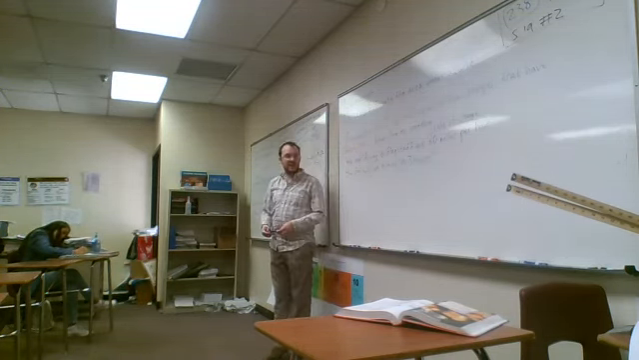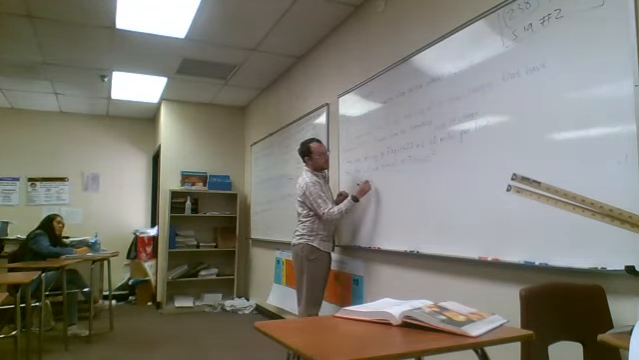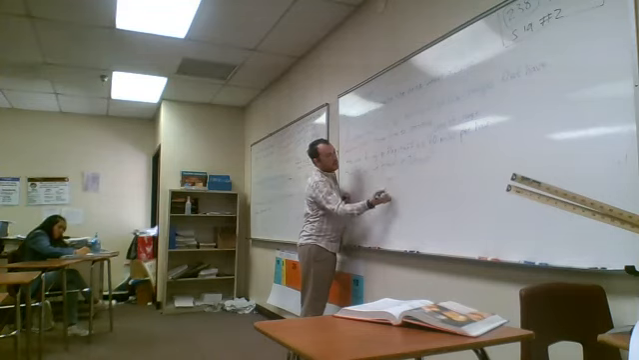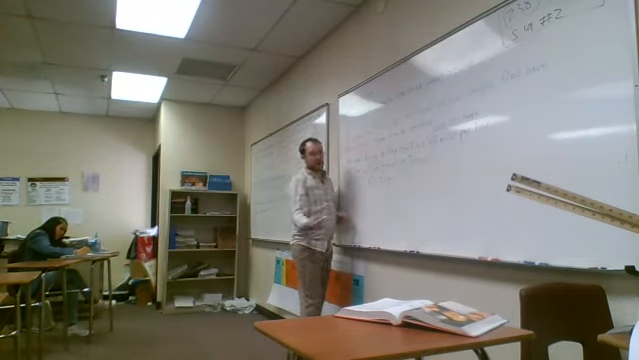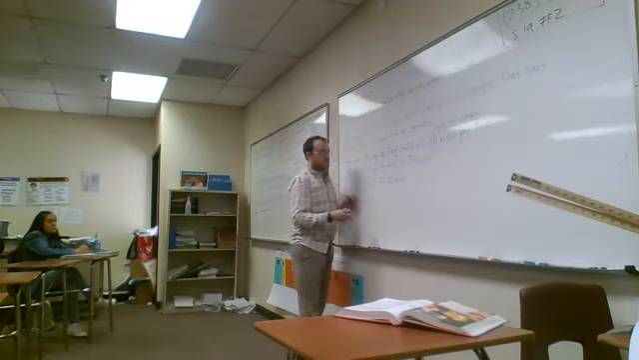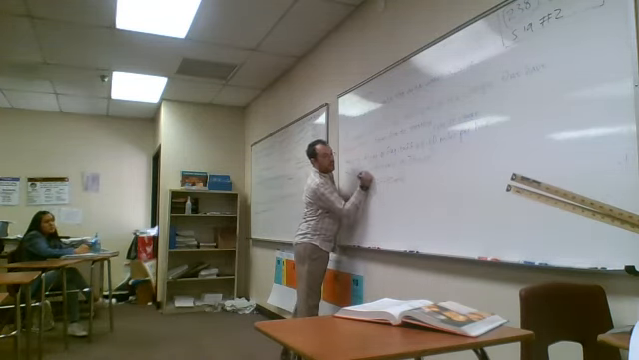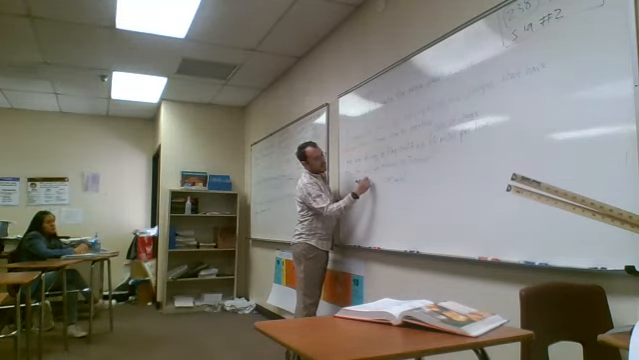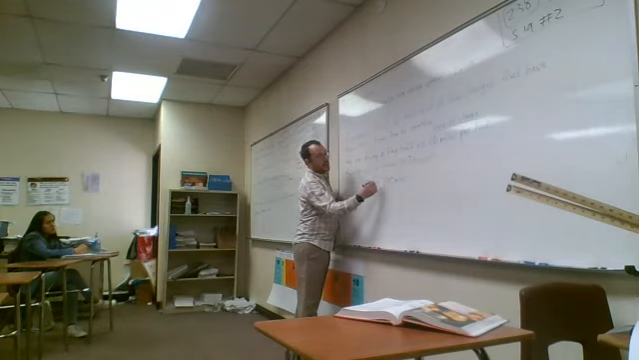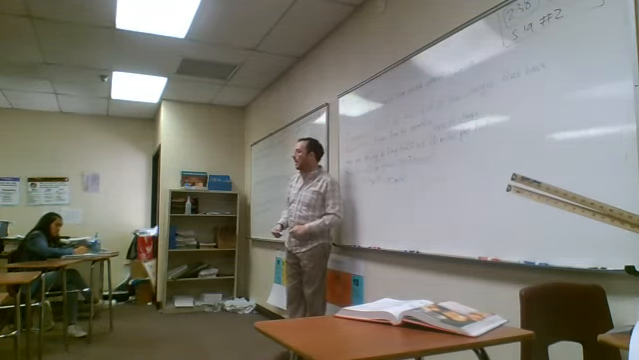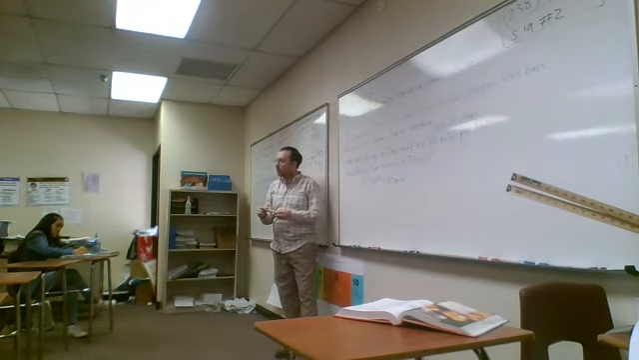60 times 3 is 180. So we'd go 180 miles, right? Or, if we write our units, that's 60 miles per hour times 3 hours. Our hours cancel, leaving 180 miles. Fair enough?